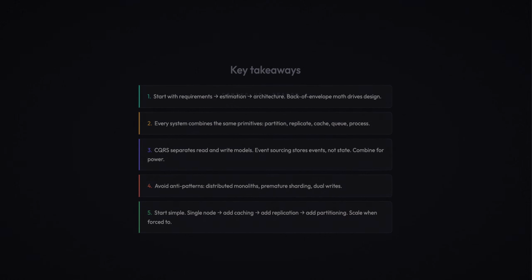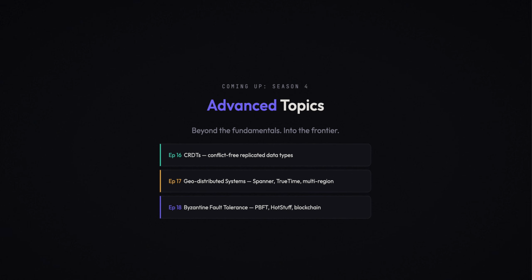Season 4: Advanced Topics, Beyond the Fundamentals, Into the Frontier. Episode 16: CRDTs, Conflict-Free Replicated Data Types, data structures that merge automatically without conflict. The mathematical solution to multi-leader replication from Episode 8.